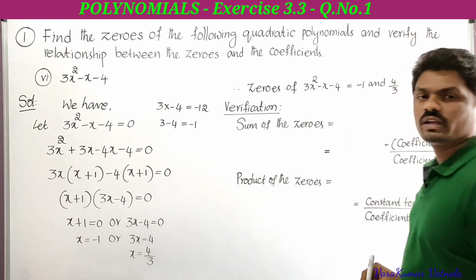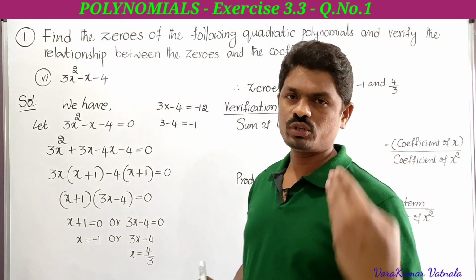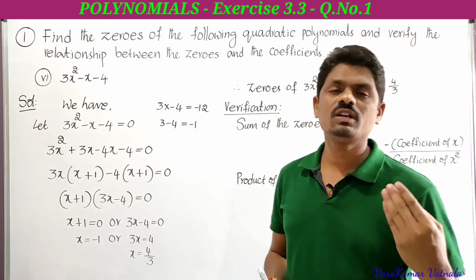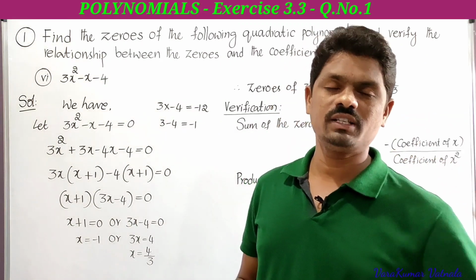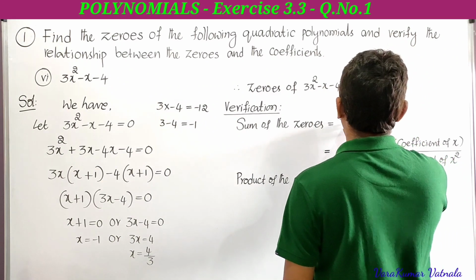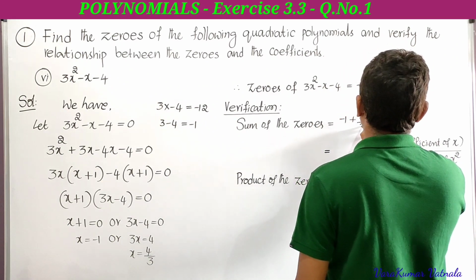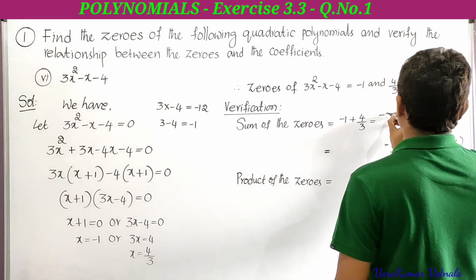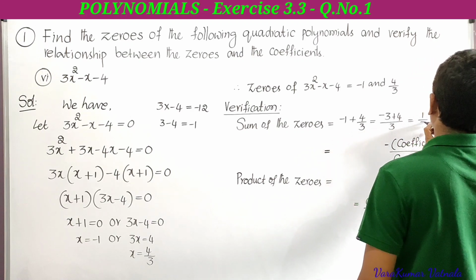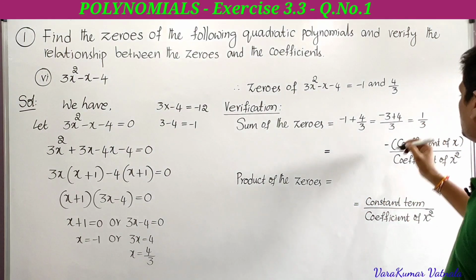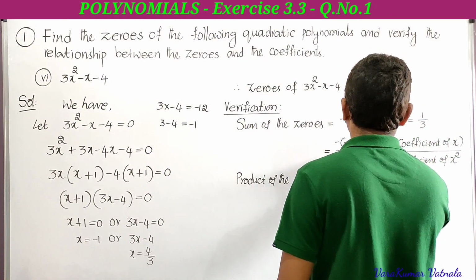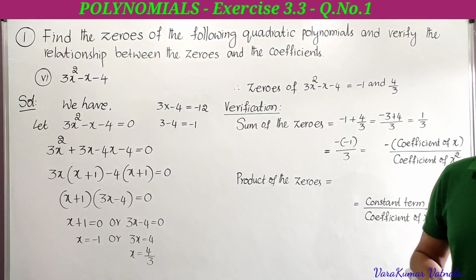So now I have to verify the relationship between the zeros and the coefficients. For that, first we have to find the sum of the zeros. We know the sum of the zeros is equal to minus of coefficient of x divided by coefficient of x square. So the sum of the zeros is minus 1 plus 4 by 3. Find the LCM, so we get minus 3 plus 4 divided by 3, that is 1 by 3. Now I am writing this 1 as minus of minus 1 divided by 3. So plus 1 I have written as minus of minus 1.